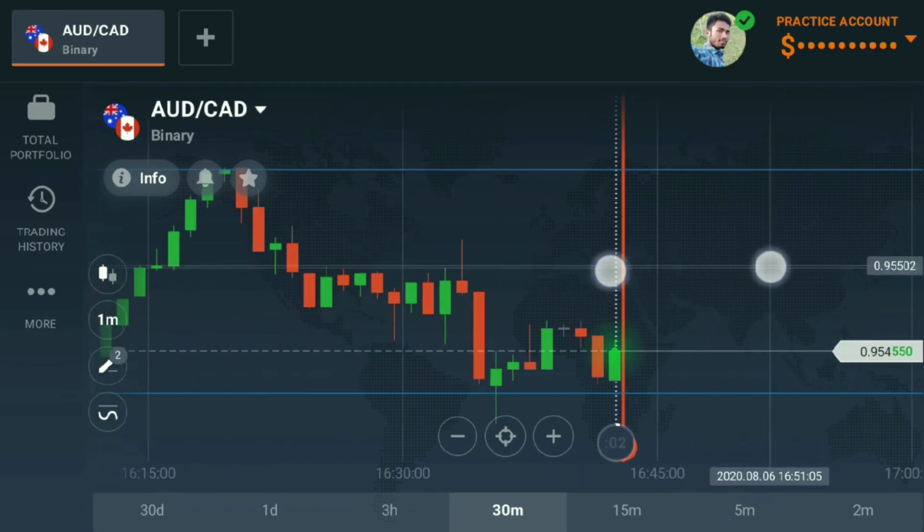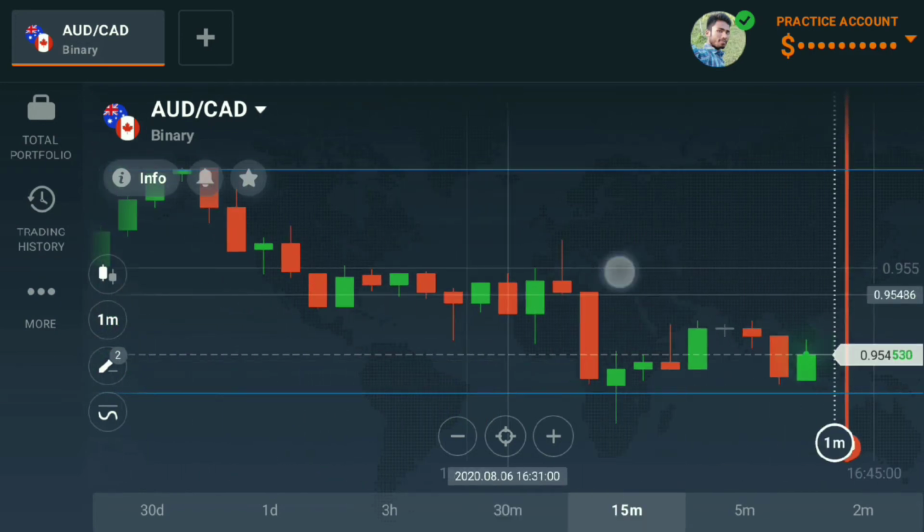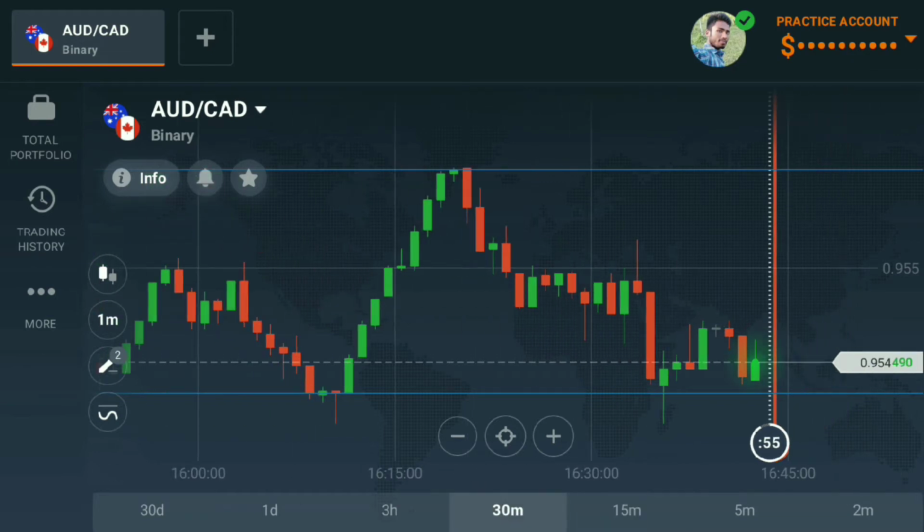Like here, the market closed near to these levels and the market reversed, right? So here we can trade.